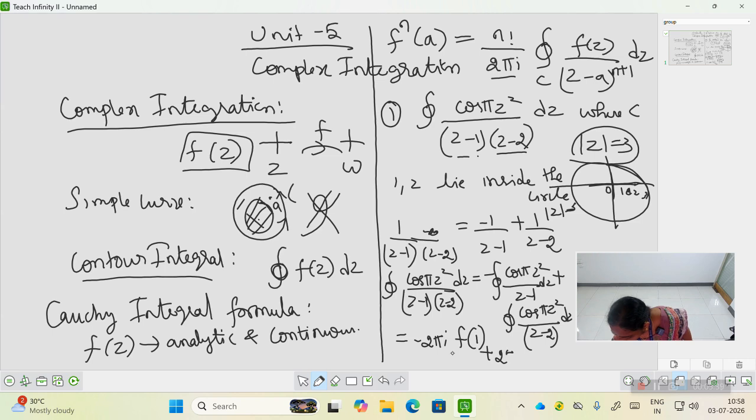Plus 2 pi i times f of 2. Here cos pi z squared is your f of z. So what is f of 1?